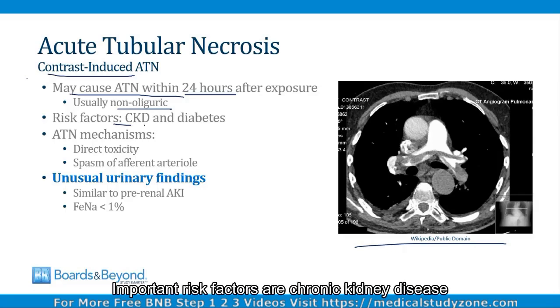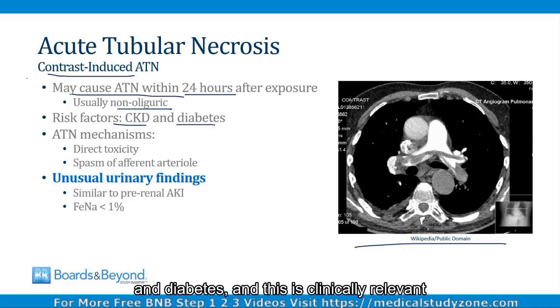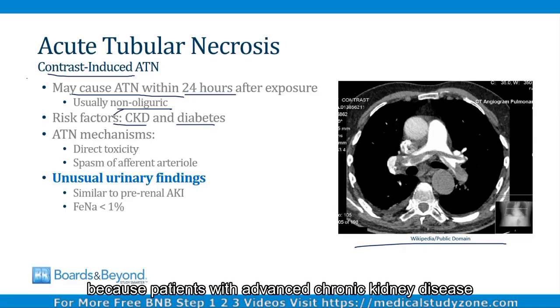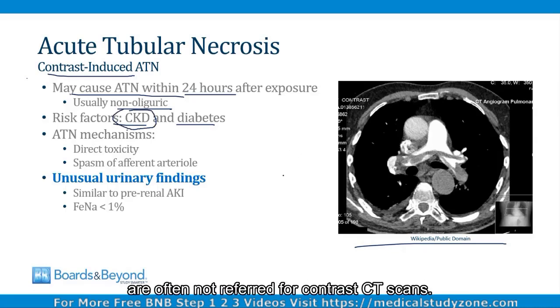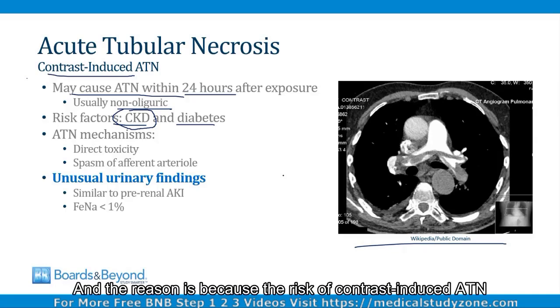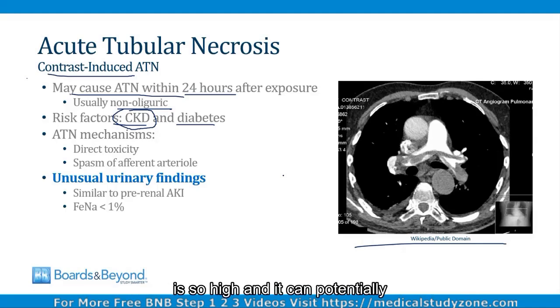Important risk factors are chronic kidney disease and diabetes, and this is clinically relevant because patients with advanced chronic kidney disease are often not referred for contrast CT scans, and the reason is because the risk of contrast-induced ATN is so high, and it can potentially push them into the need for dialysis.